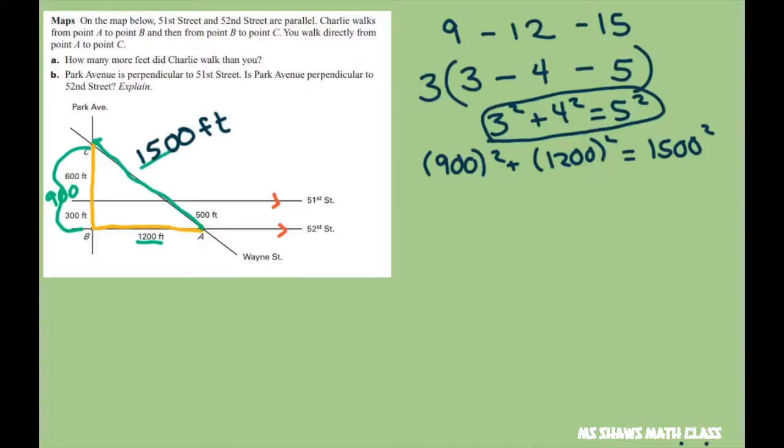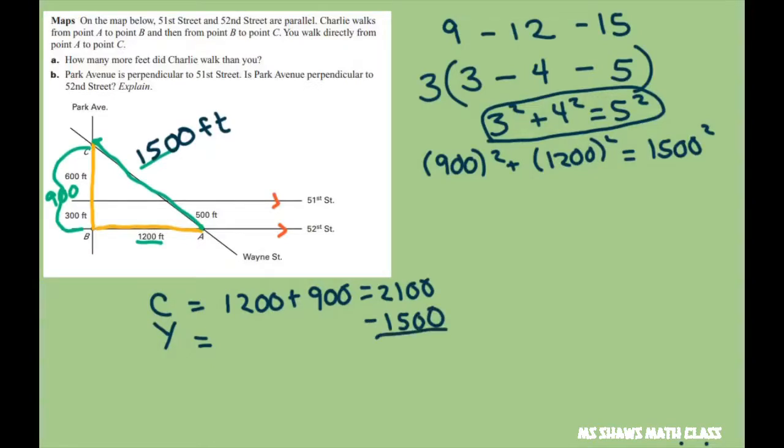All right, so now we have to add up Charlie's. Charlie's total equals 1,200 plus 900 equals 2,100, and your total equals just 1,500. And so how many more feet did he have to walk? You just subtract, and that's 600 feet.